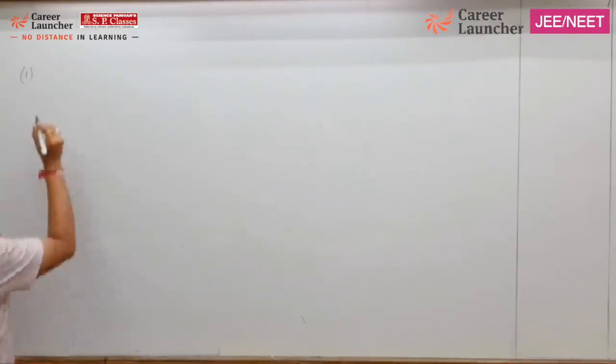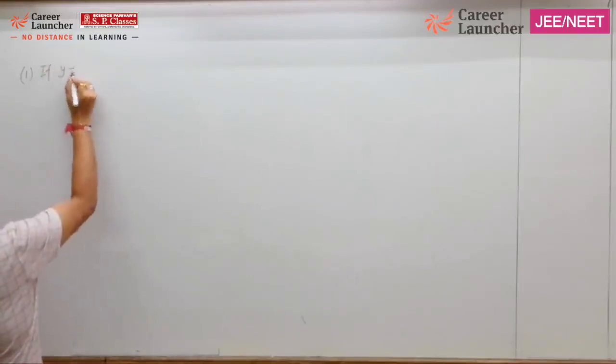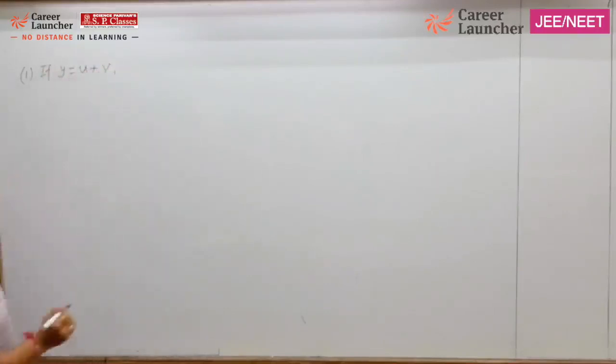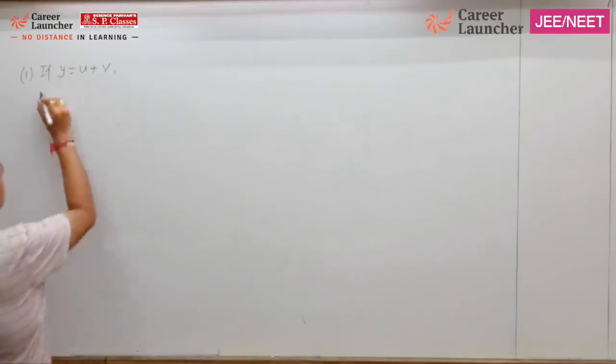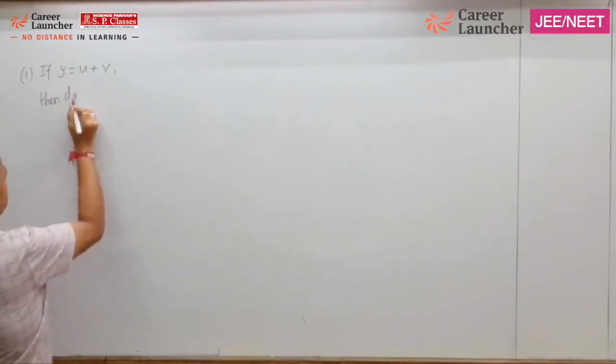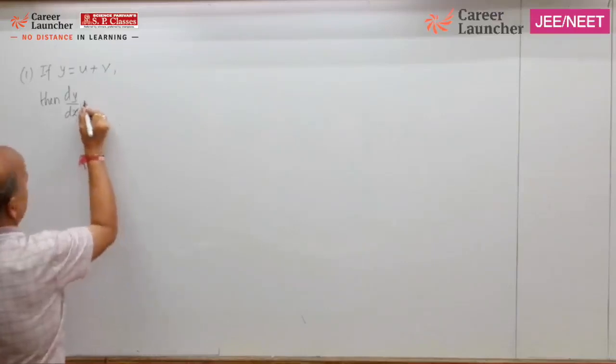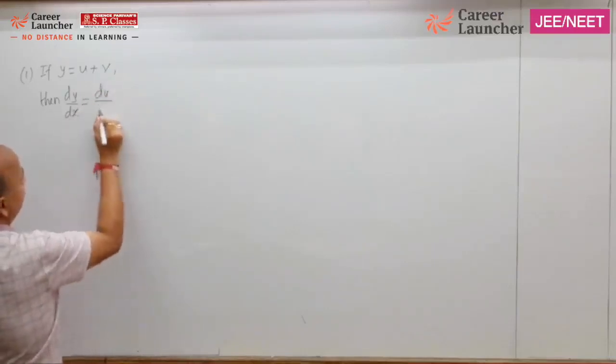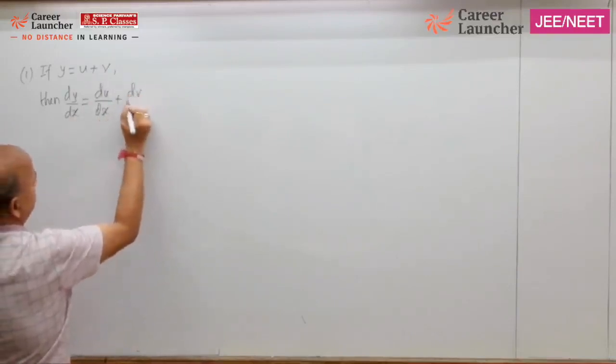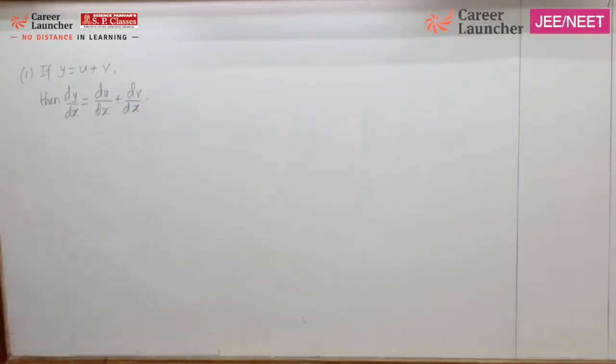Rule number 1: if y is equal to u plus v, then dy by dx is equal to du by dx plus dv by dx. Very simple rule. For u plus v, the derivative is du by dx, the derivative of the first function, plus the derivative of the second function.